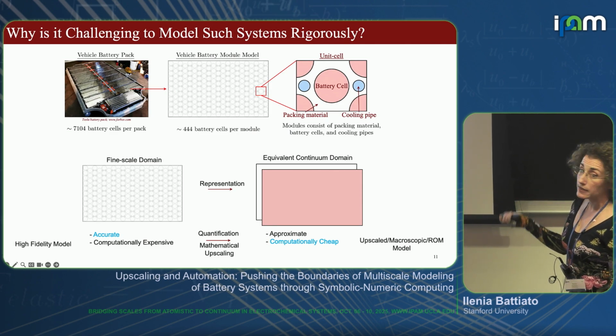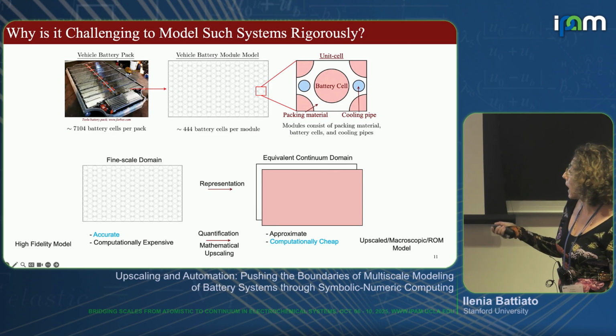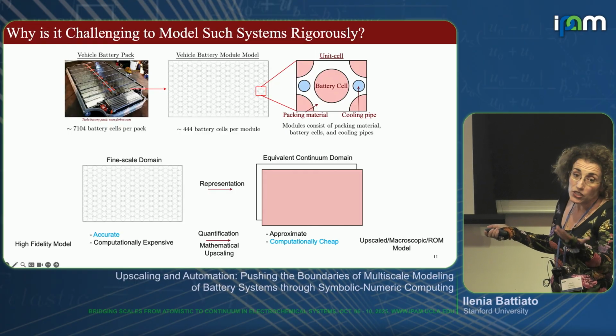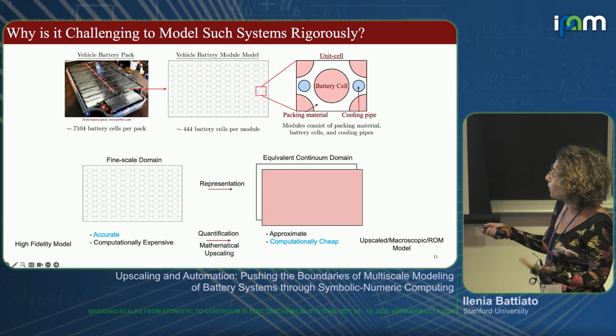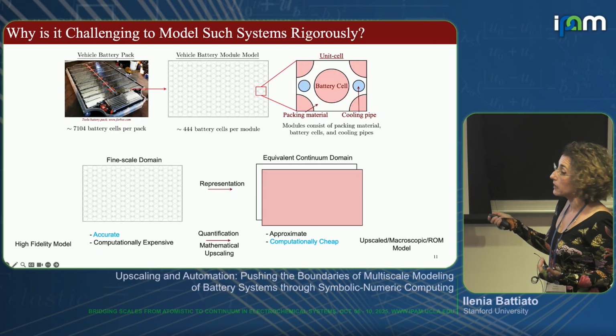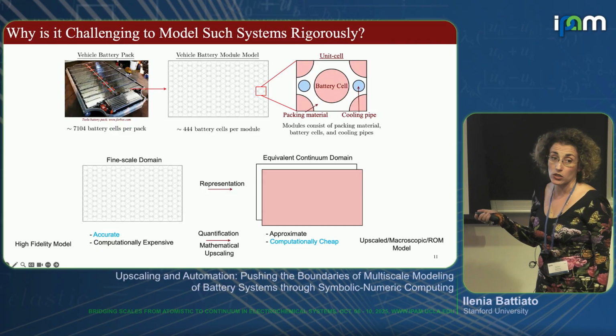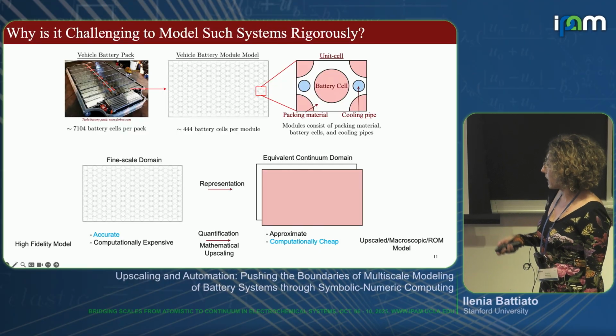Now, again, the deal is always the same. There is no free lunch. So we get a computationally cheap approach, but the problem is that we know that there are hidden approximations when we switch to this representation.